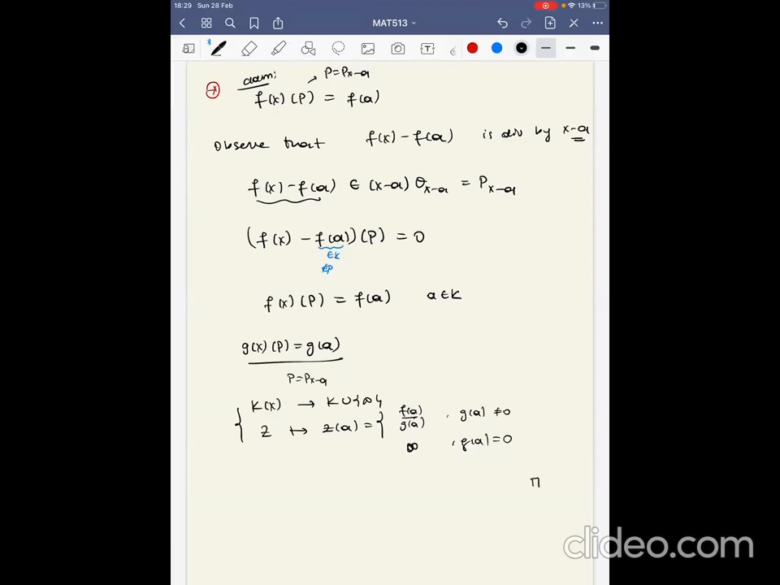In the next video, we will also do the same observations for the second example we consider, the place O infinity. So see you in the next video.